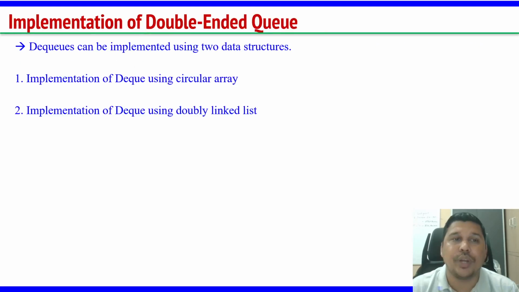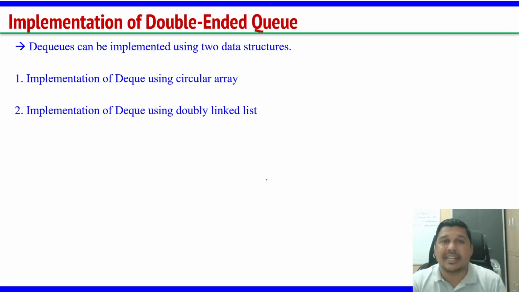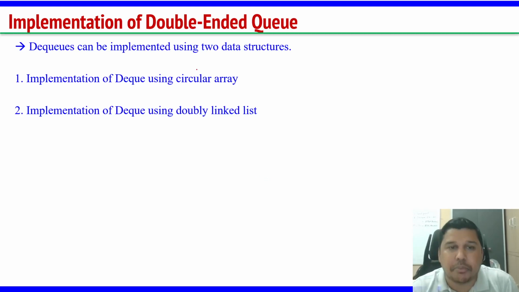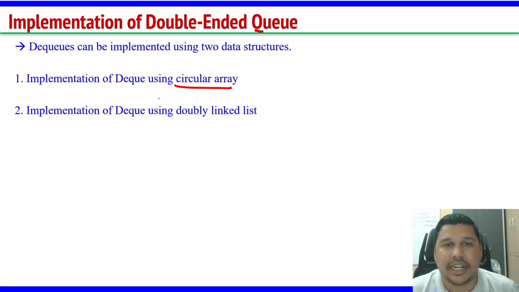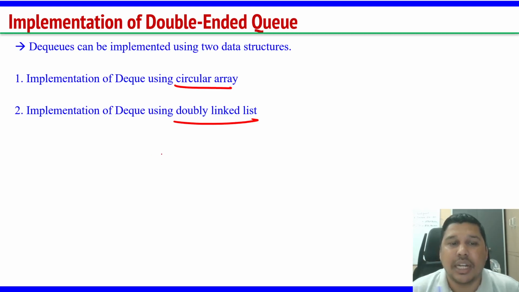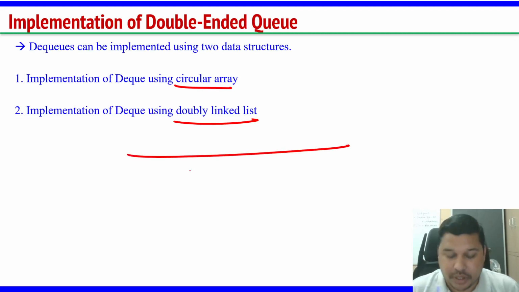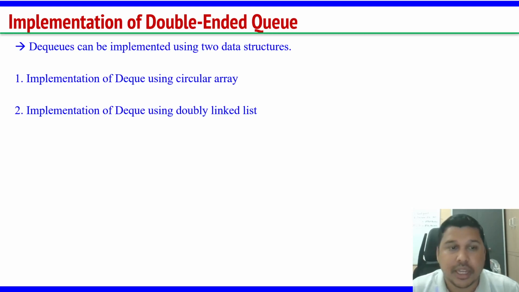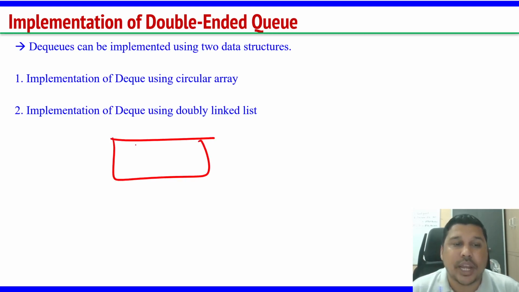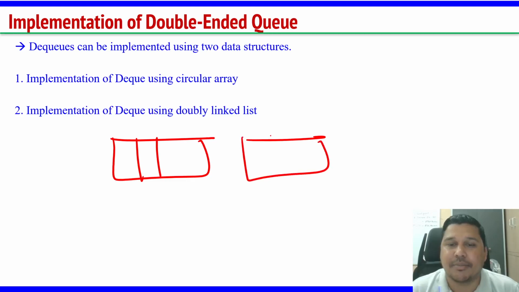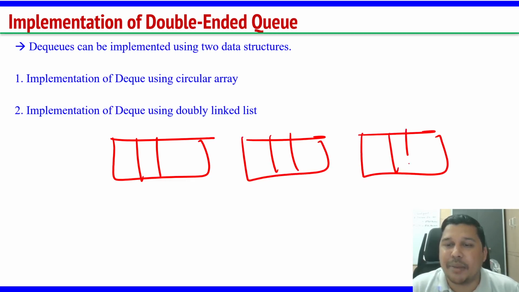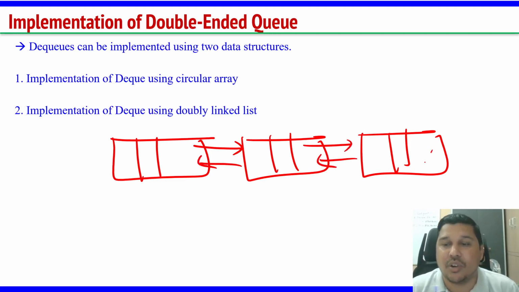So how do we implement this? How can we implement this double-ended queue? I'll come to the circular array logic later. Let's see the double linked list logic. It is the same as your double linked list, where you can insert or delete elements at any end. That's what we have studied in the linked list concept.